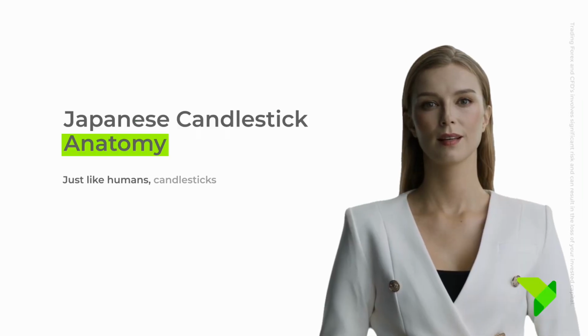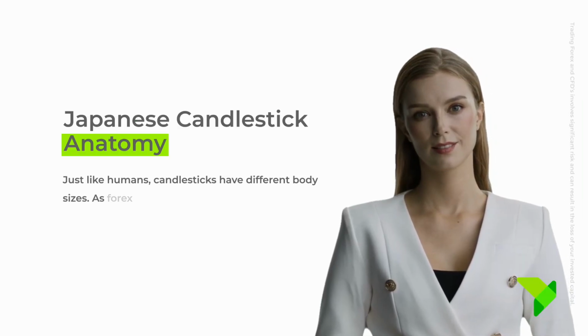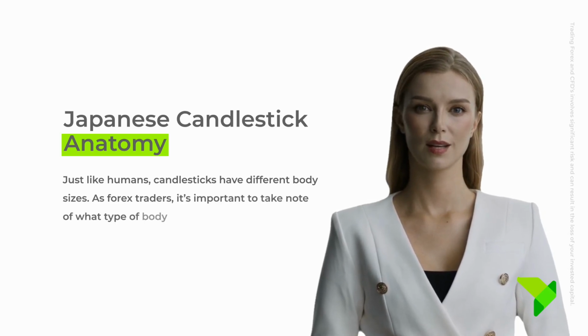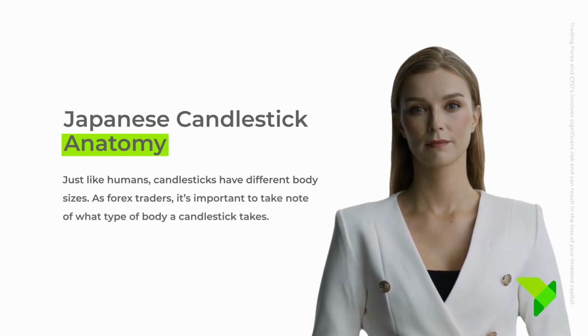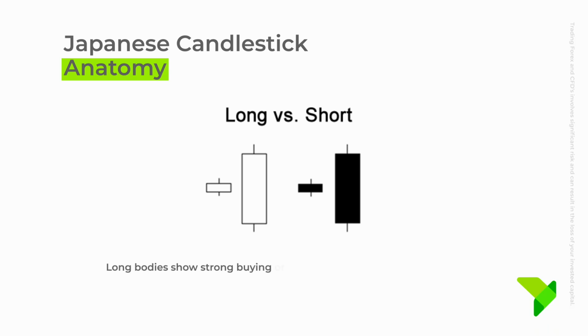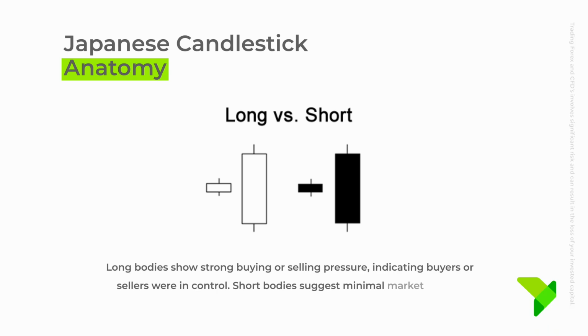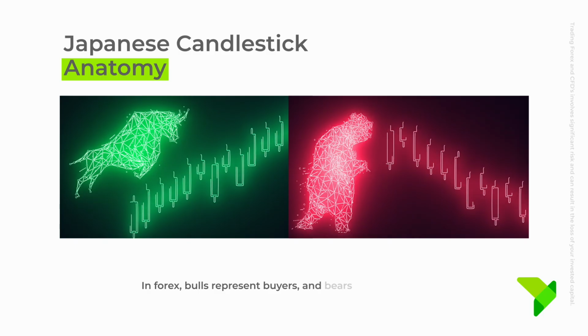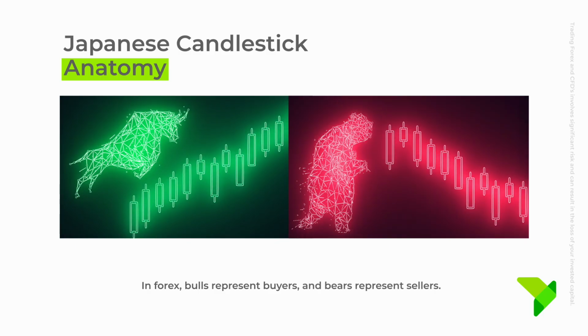Just like humans, candlesticks have different body sizes. As Forex traders, it's important to take note of what type of body a candlestick takes. Long bodies show strong buying or selling pressure, indicating buyers or sellers were in control. Short bodies suggest minimal market activity. In Forex, bulls represent buyers, and bears represent sellers.